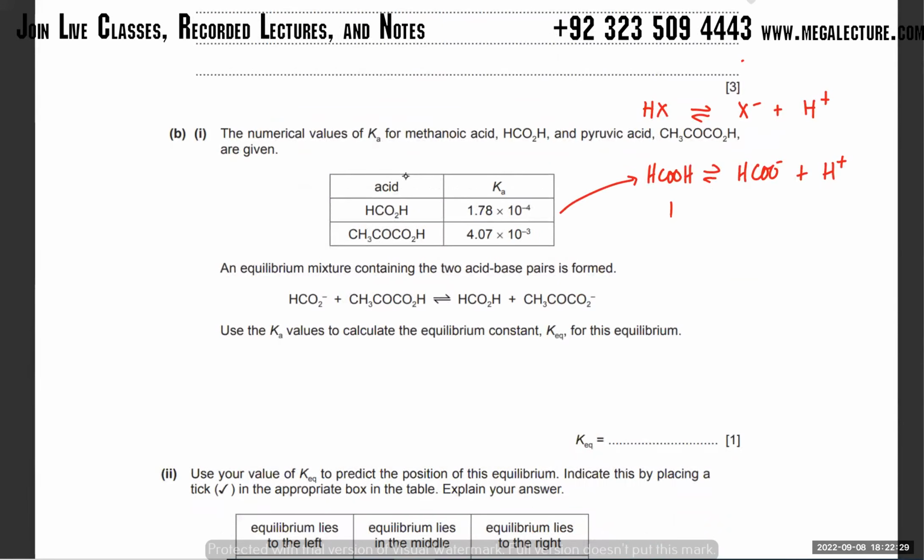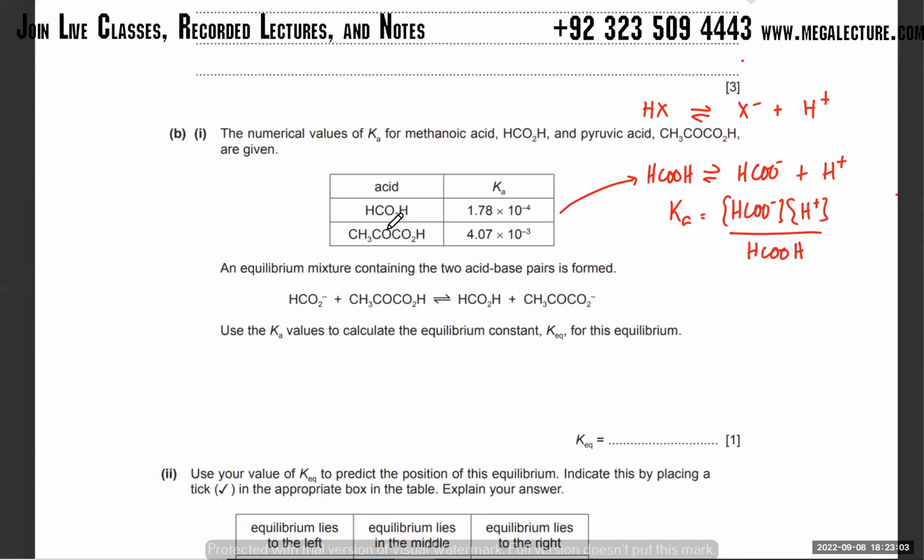So what is the dissociation constant Ka for this one? It's product concentration, HCOO minus 1 into H plus 1, and the whole thing gets divided by HCOOH concentration, right? And it has a value of 1.78 times 10 power minus 4.